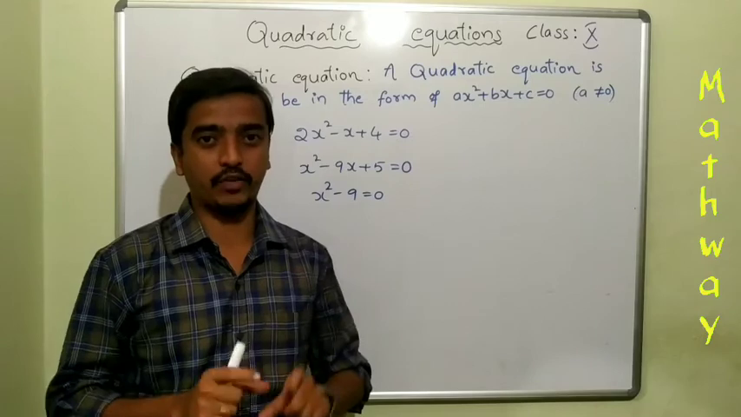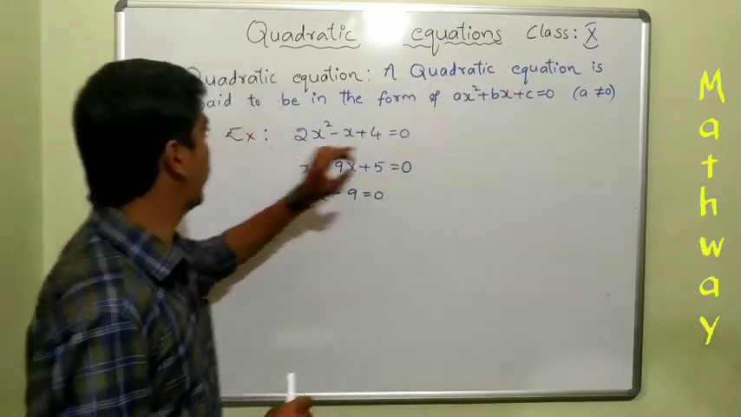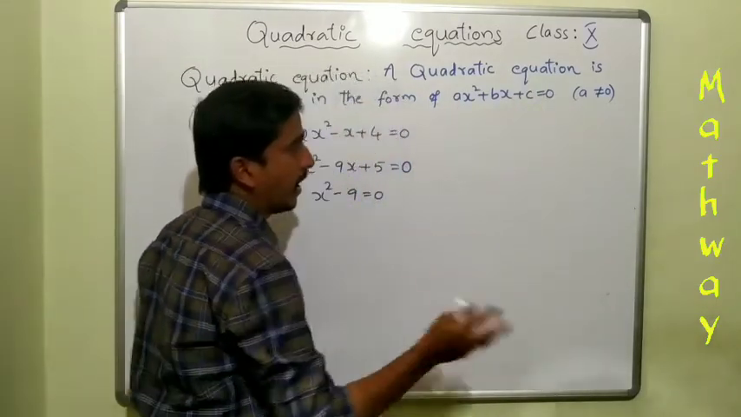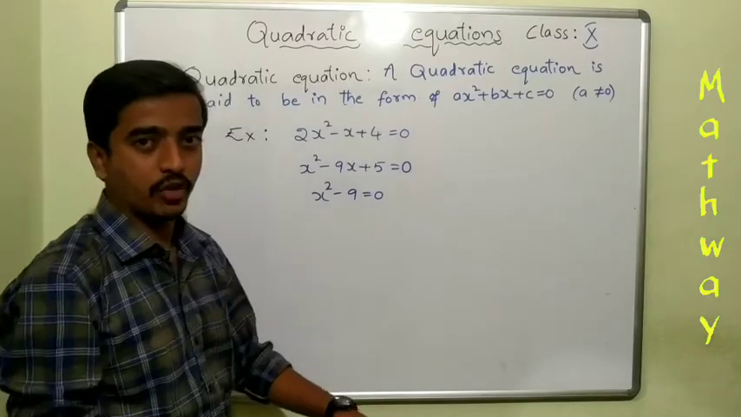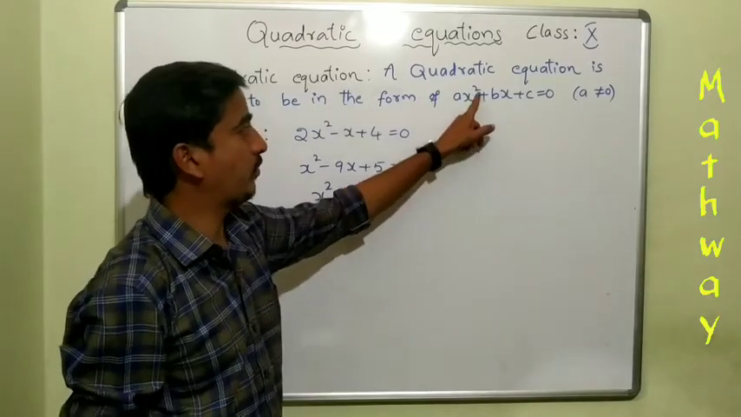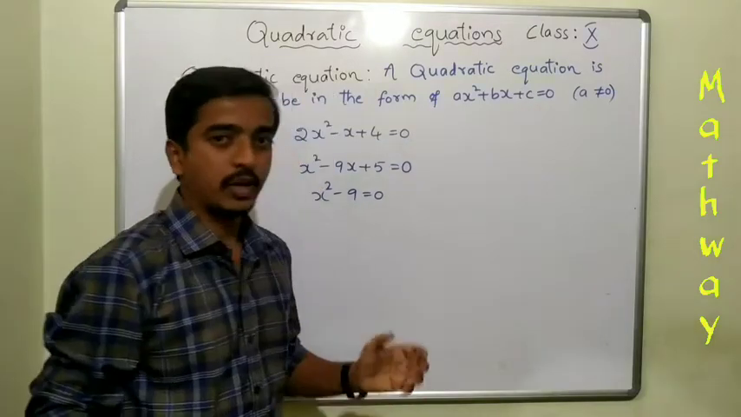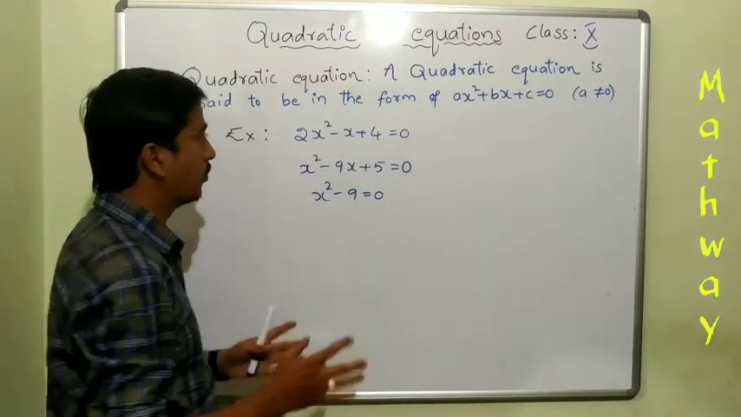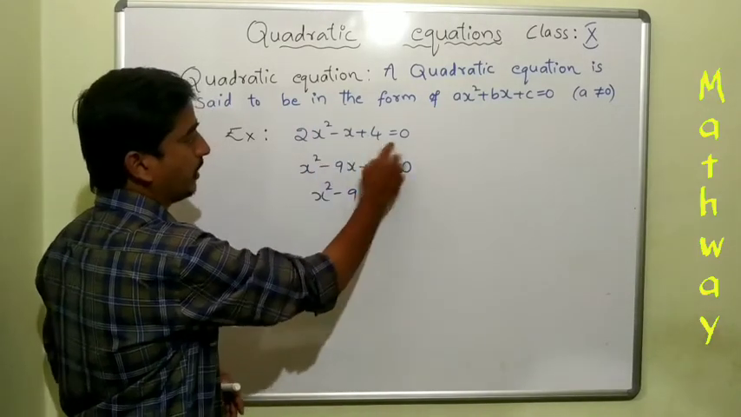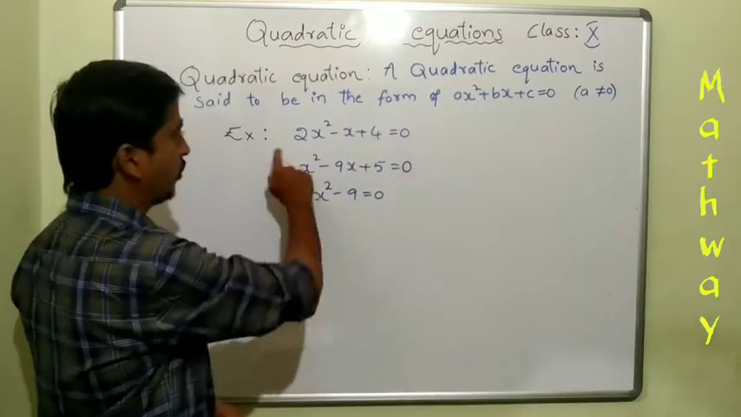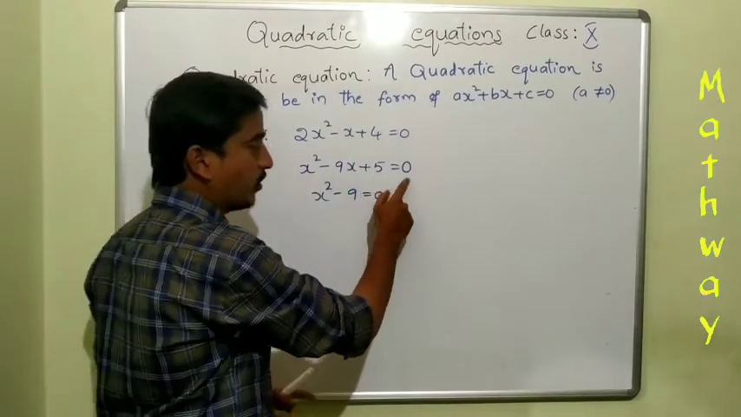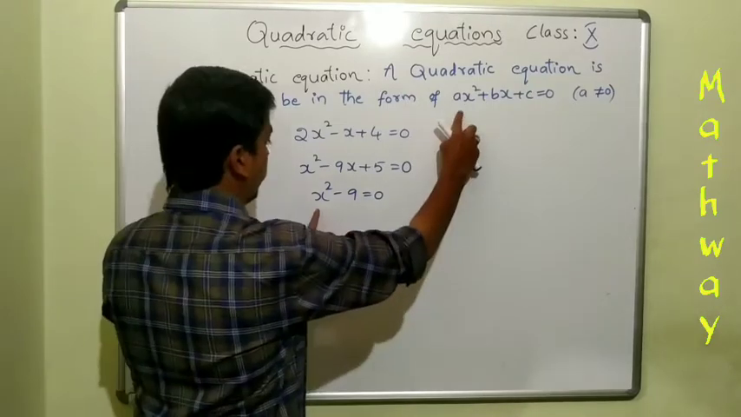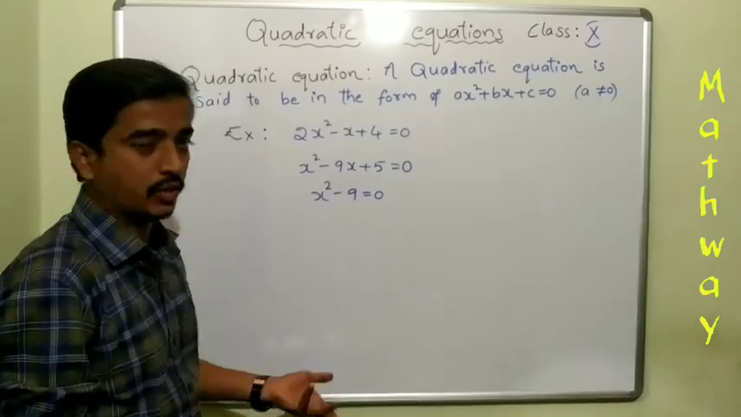In general, we can define a quadratic equation as an equation in the form ax square plus bx plus c equals to 0, where a is not equal to 0. So always a quadratic equation should be in the form ax square plus bx plus c equals to 0. Let us see some examples of quadratic equations. 2x square minus x plus 4 equals to 0. The degree of this equation is 2 and it has an equal to sign, so it is a quadratic equation. x square minus 9x plus 5 equals 0 is a quadratic equation. And x square minus 9 equals to 0: here there is an x square term, but there is no x term, which means the x term is 0.